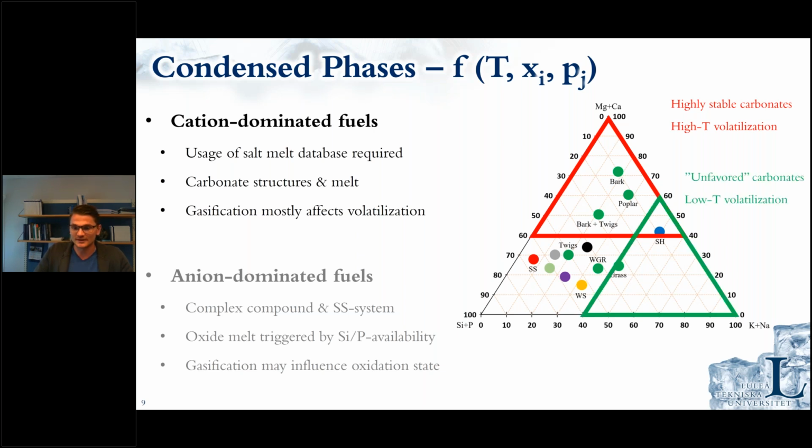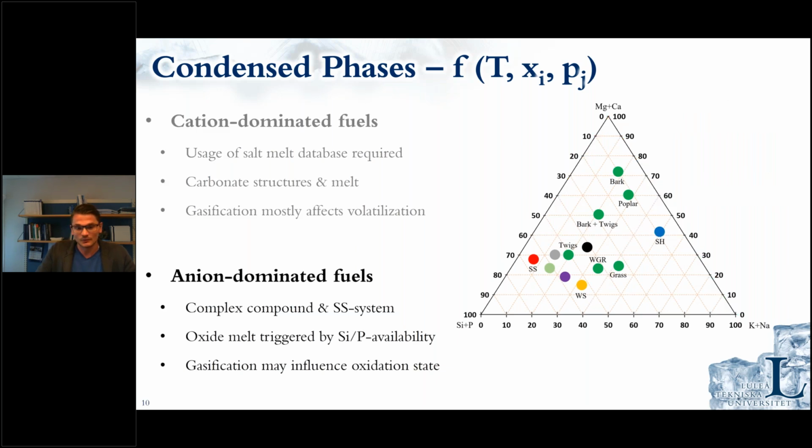But also we have carbonates, for example, formed by potassium, which are not really favored if they're in competition with other compounds, but they volatilize at lower temperatures, which we can detect in reality and in the modeling approach. And for these kind of fuels, we actually need to include a database that tells us something about salt melts that can be formed as well.